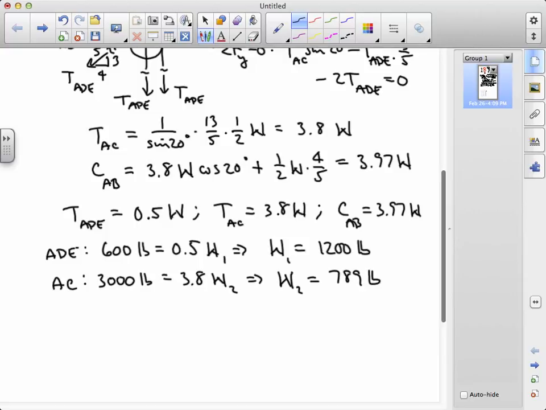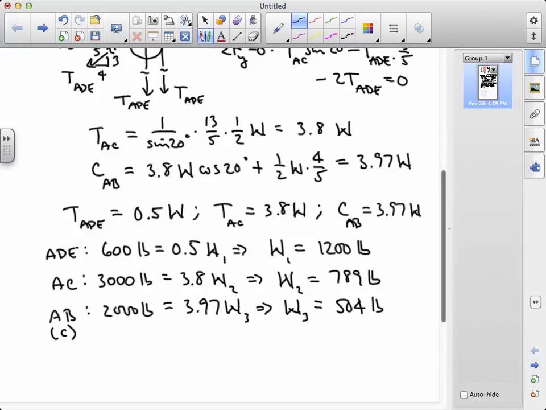And finally, for AB, which is in compression, we have a 2,000 pound load. And we'll just make a note here that this is in compression, so we're using that number. 2,000 pound load is equal to 3.97 W. We'll call it W3. That gives us a value for the weight that's equal to 504 pounds.